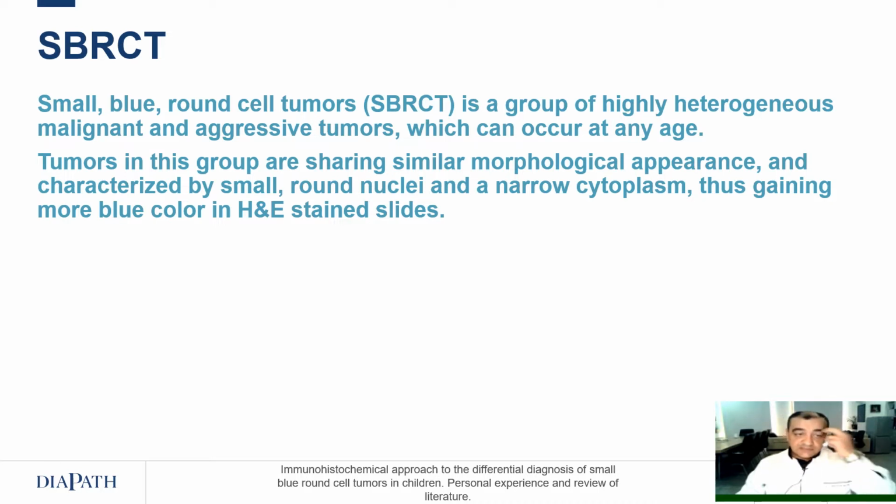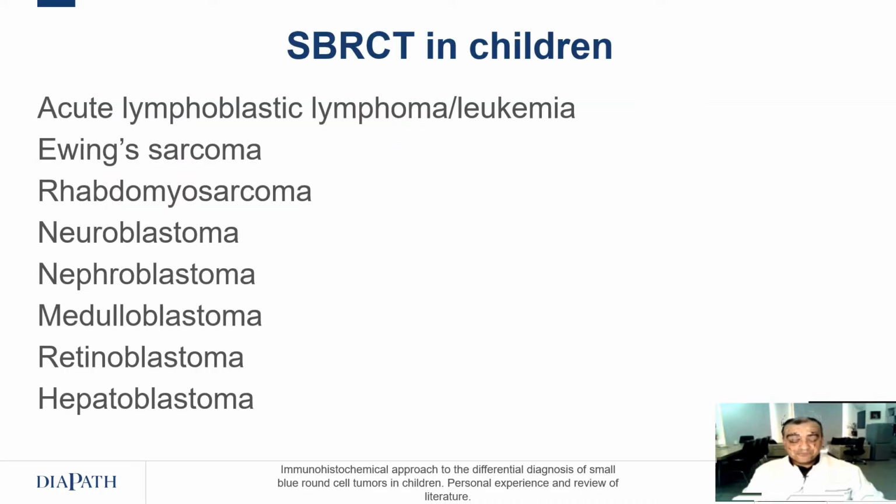These tumors are characterized by similar morphological appearance, that is, small round nuclei and a very narrow, barely visible cytoplasm, and this gives these tumors a very characteristic feature. They gain more blue color in simple hematoxylin and eosin stained slides, hence the name small blue round cell tumors.